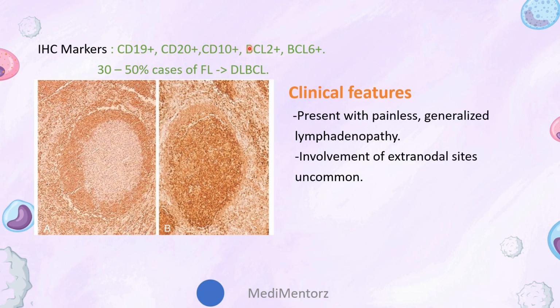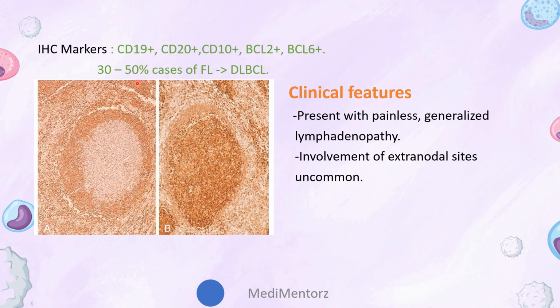Okay. So my favorite player is Sachin Tendulkar. So how I relate is because his jersey number is 10. So it's going to be CD10 positive. And it's also BCL2 positive and BCL6 positive. From the pathogenesis, we can say it's going to be BCL2 positive. And remember it's BCL6 positive.